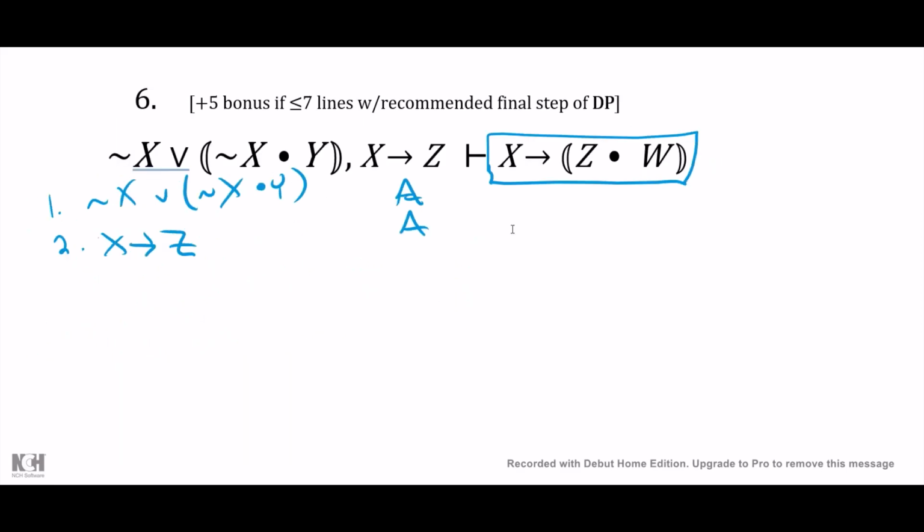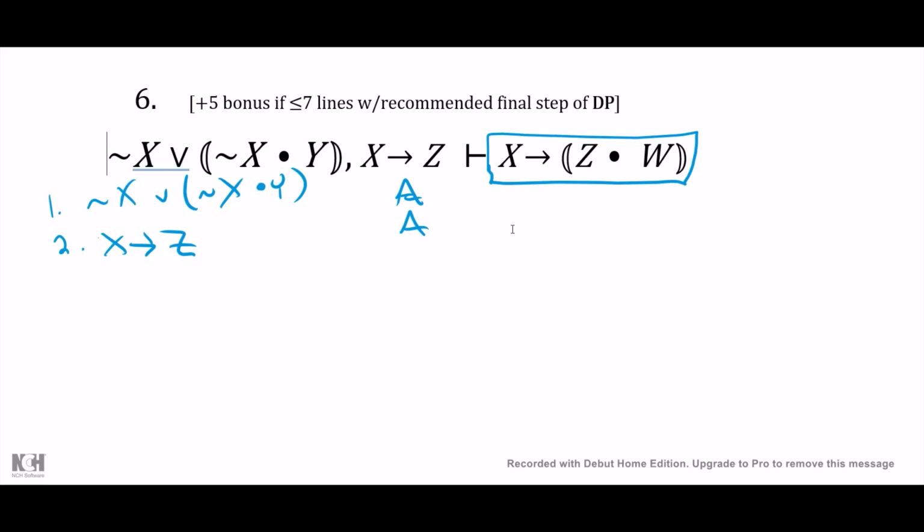All right, let's get a plan of attack for number 6. Remember, first thing to do, look at the goal. All right, we've got x arrow z dot w, and we've got our assumptions here. X wedge, squiggle x dot y. We've also got x arrow z. Those are our assumptions, and we're trying to get this thing. And now you might think, it's an arrow. I can do an arrow in. You can. This problem is doable that way.